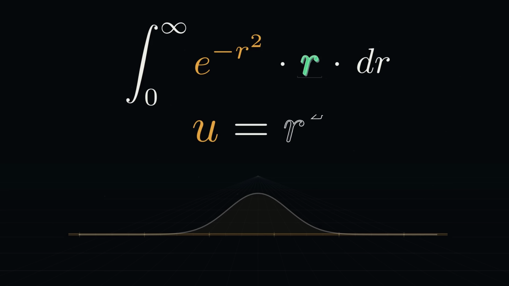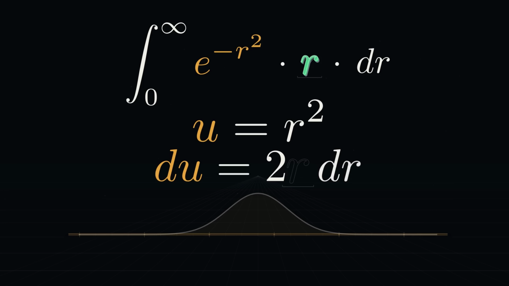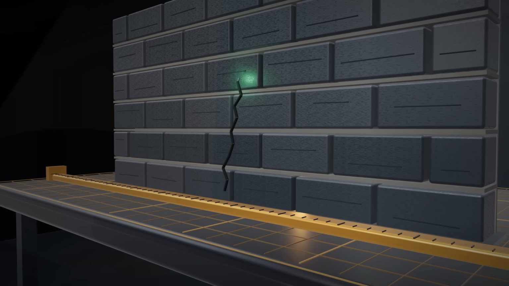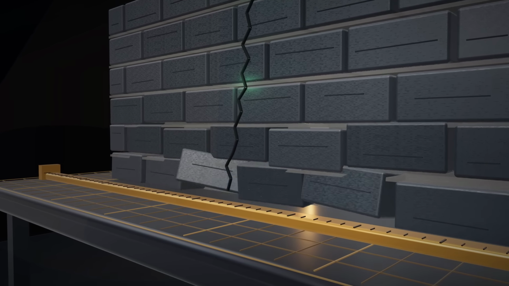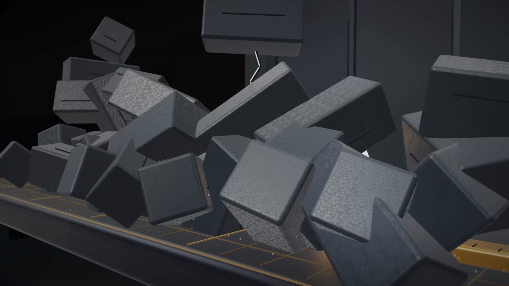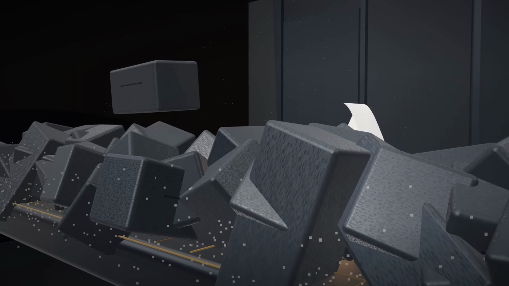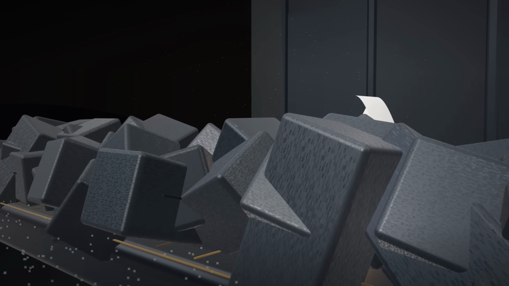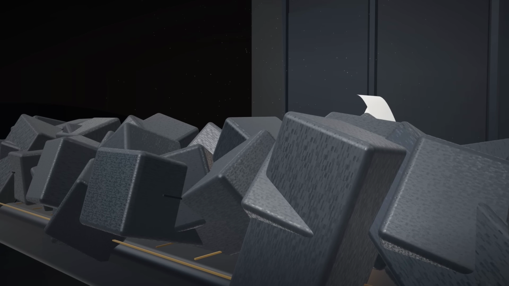Let u be r squared. Then a small change in u is 2r times a small change in r. The r we needed is already present, already waiting. The wall that stopped us dead on the very first page is gone, and it was knocked over by a factor of r that nobody put there on purpose. It arrived as a side effect of describing a round thing in round language.